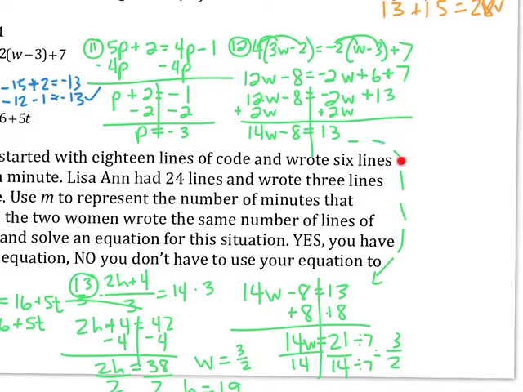Now come all the way down here. I have a two-step equation now. So I added 8 to each side. Kind of looks like an 18 right there, but I think that's just a stylus error. There we go. Plus 8. We get 14w equals 21.